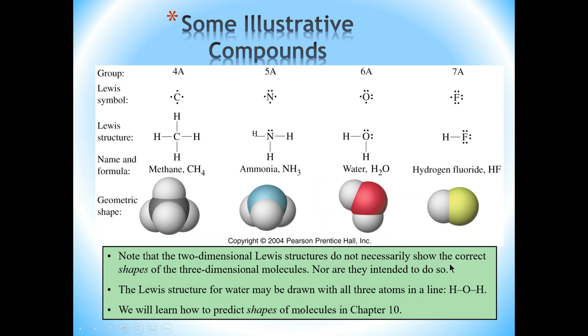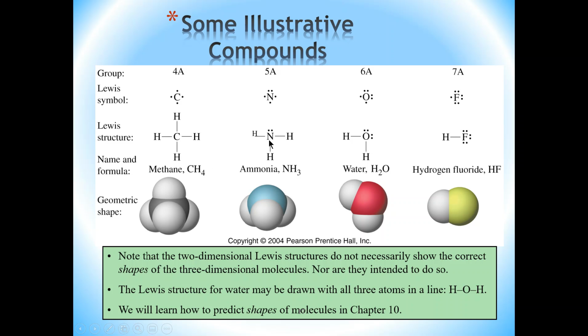Okay, so just to give you some examples of molecules and their Lewis symbols, we're looking here at particular elements in period 2, carbon, nitrogen, oxygen, and fluorine, and the compounds they form when they combine with hydrogen. So in the case of carbon, it combines with 4 hydrogen atoms to form methane. So this would be the Lewis structure for methane.